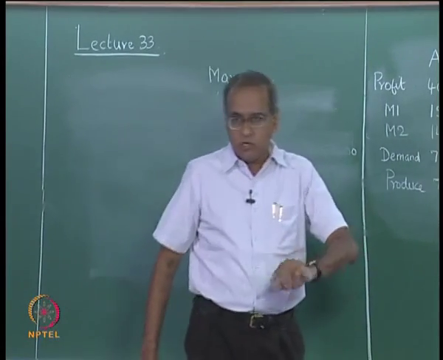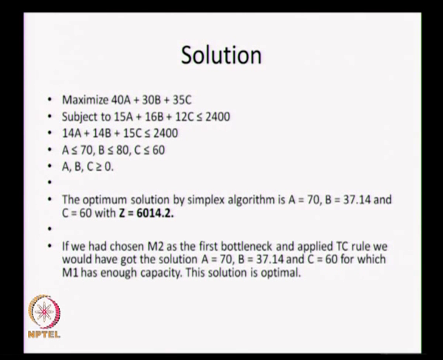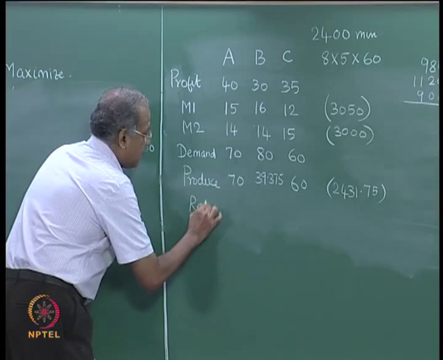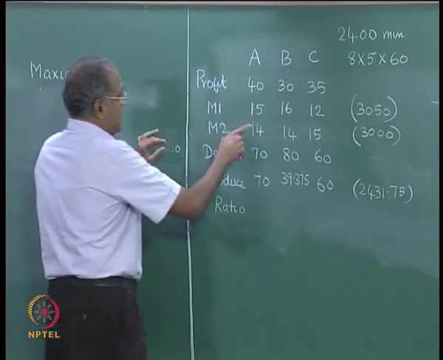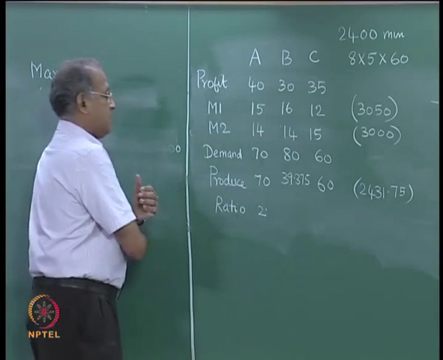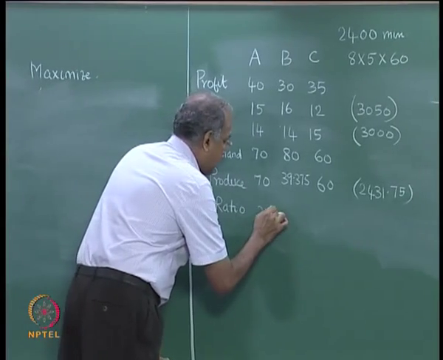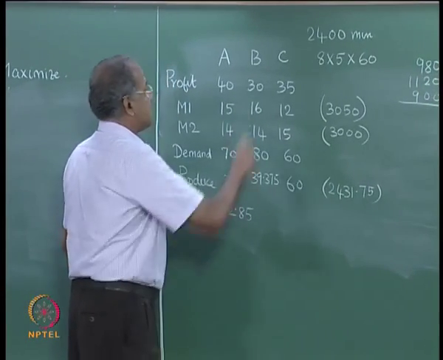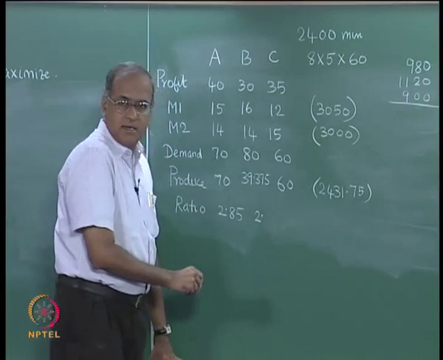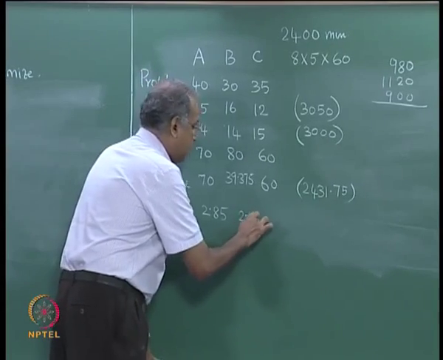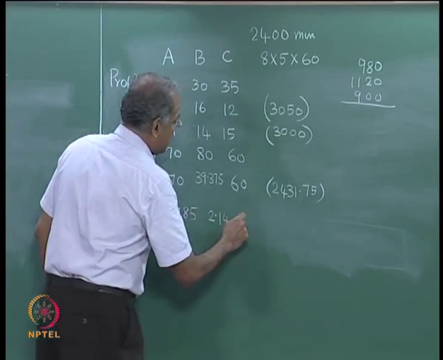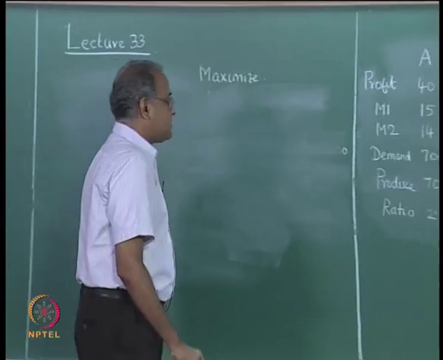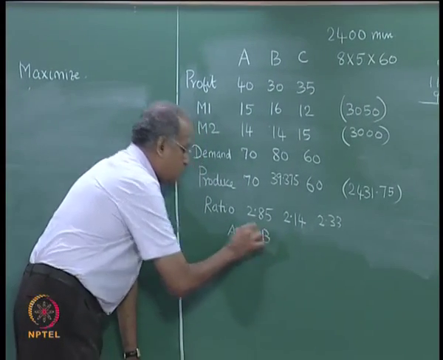So if we do TOC rule on M2, we will see what happens. We will get a solution which is like this. So ratio based on M2 is 40 by 14, 14 2s are 28, 12 120, so 14 8s are 112, 80, 14 5s are 70. Now 30 by 14, 14 2s are 28, 20, 14 1s are 14, 60, 14 4s are 56. 35 by 15, 2s are 30, 50, 3s are 45, 2.33. So we will produce A first, then C, then B.